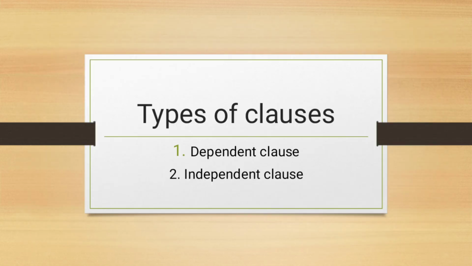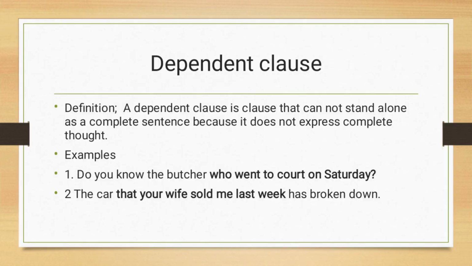So basically there are two types of clauses: the dependent clause and the independent clause. Let's come towards the dependent clause. A dependent clause is a clause that cannot stand alone as a complete sentence because it does not express a complete thought. Examples: do you know the butcher who went to court on Saturday? In this sentence, the bold words, who went to court on Saturday.